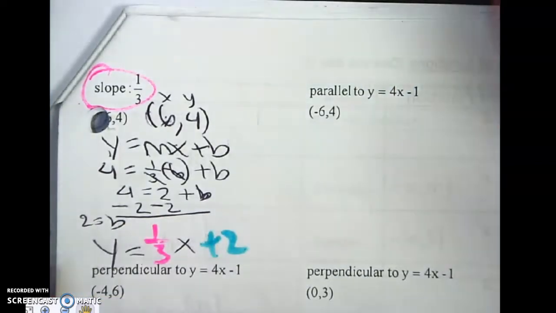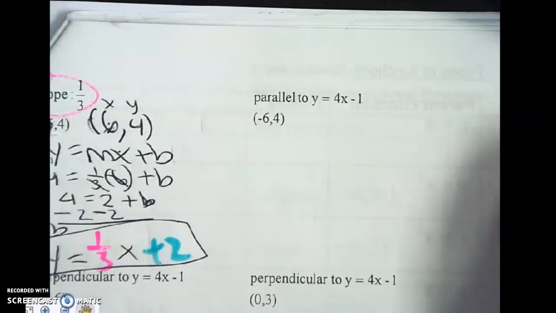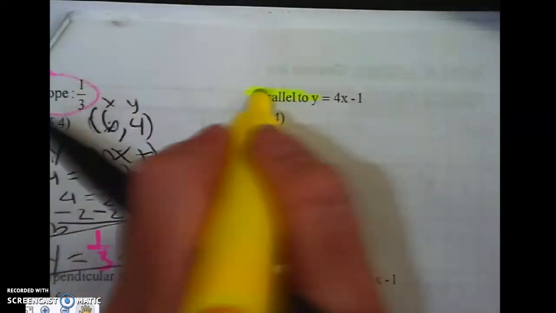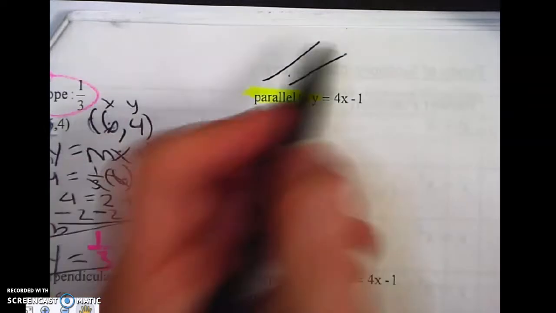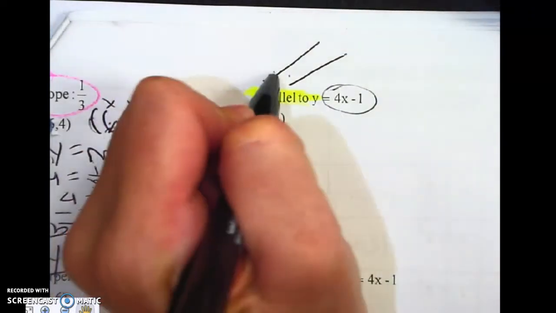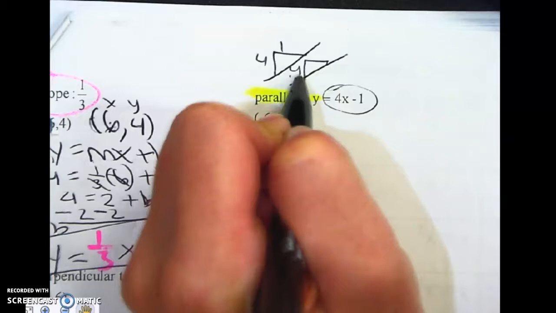So you've done this before. The only difference is there was a fraction. All right, this time I say the word parallel. Parallel means they never touch. Well, if they never touch, they have the same slope. So if this goes up 4, right 1, then that means this needs to go up 4, right 1.